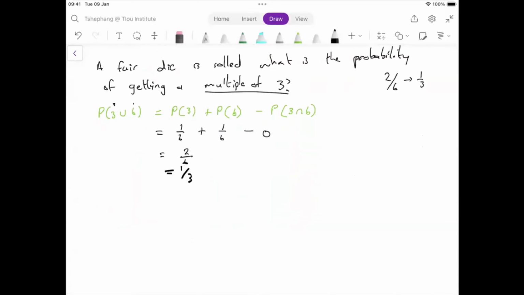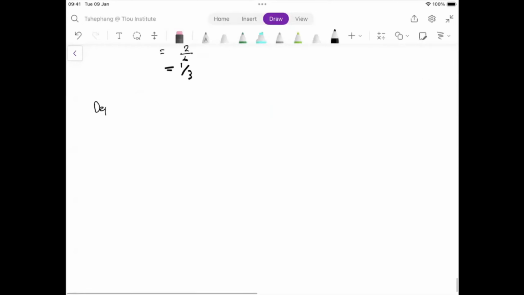Okay, now we're quickly going to move on. There is still a lot that we need to cover. I want us to look at what? Dependent and independent events. Now, I'm going to start with independent first. The word says it all. Independent.